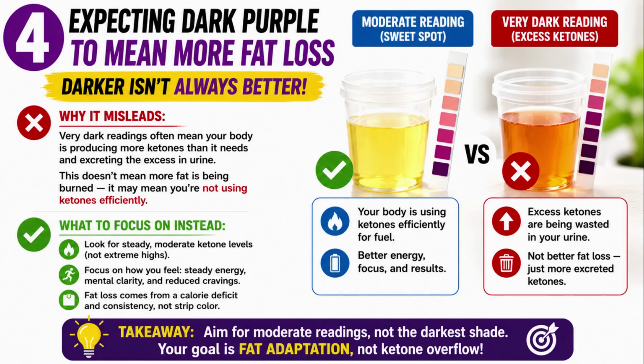So here you go, you've got the picture here, big tick, your body is using ketones efficiently for fuel, better energy, focus and results. Dark here, excess ketones are being wasted in your urine, not better fat loss, just more excreted ketones. So takeaway, aim for moderate readings, not the darkest shade. Your goal is fat adaptation, not ketone overflow. So yes, that is one thing, but don't forget to make those ketones, you're actually getting rid of fatty acids, so you are still using more fat to actually make them. So still a fantastic advantage.